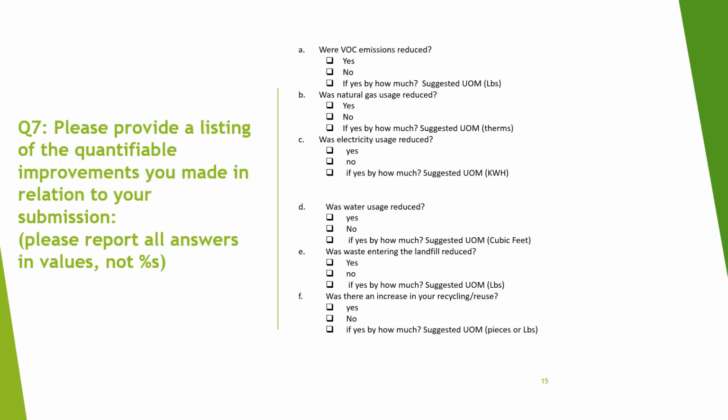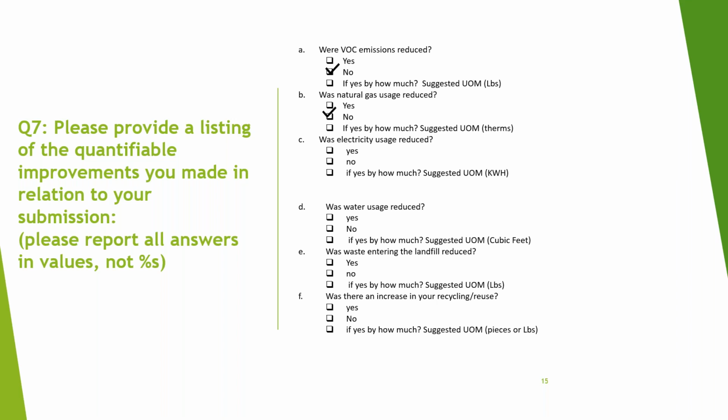So question number 7, this is a new question from last year as well. This is to provide a listing of quantifiable improvements that were made in relation to your submission. The key here is we really want answers that are in values, not just percentages. It's okay to submit the percentages as well, because that provides us a relative understanding of the magnitude of the increase or decrease. But the values are really important for us also to make our assessment on the award winners.